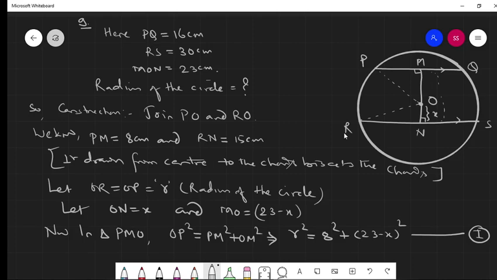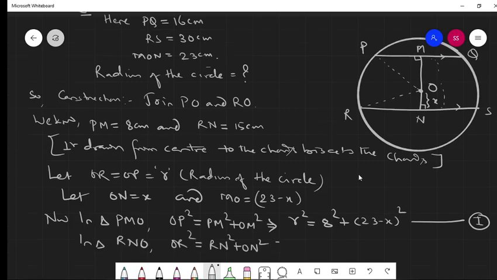Similarly, in triangle RNO, OR square equals RN square plus ON square. This is the hypotenuse, this is the base, this is the perpendicular. That implies r square equals RN square, 15 square, plus ON square, x square. This is the second equation.